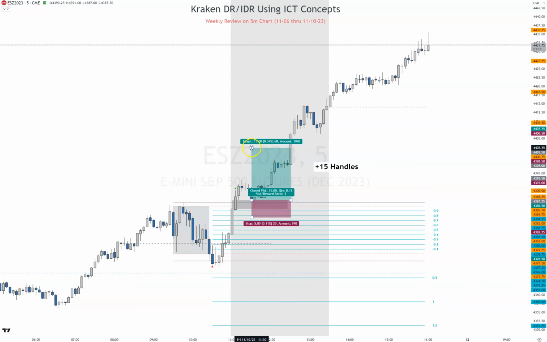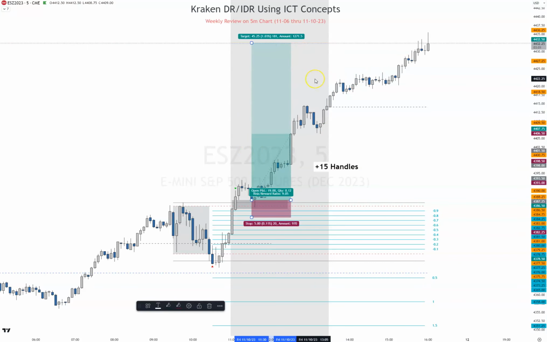But if you left a runner, you could have gotten, so fair value gap here, respected, right? Traded into this fair value gap, respected, right? Came up through. You could have gotten the majority of that too. So here's another 45 handles right there. So you're probably at 100 handles for the week if you left a runner on.